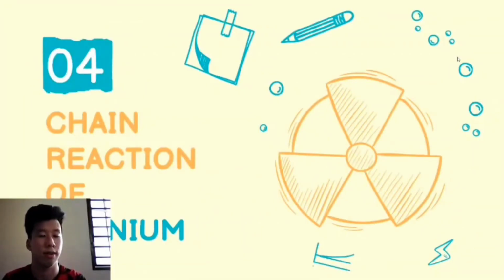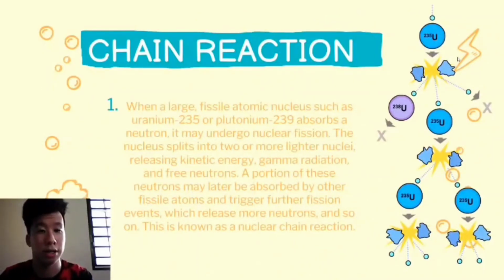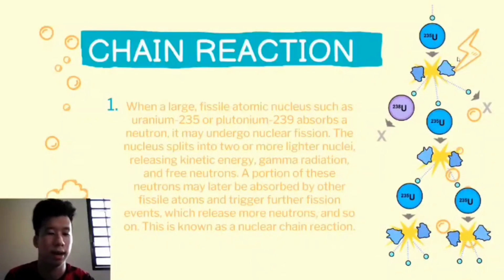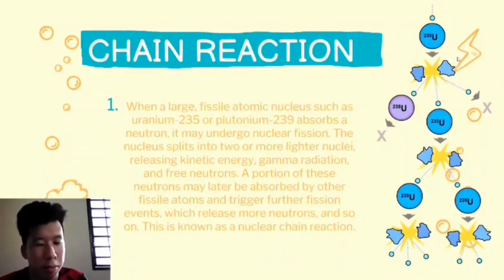Next, the fourth, the chain reaction of uranium. When a large fissile atomic nucleus such as uranium-235 or plutonium-239 absorbs a neutron, it may undergo nuclear fission. The nucleus splits into two or more lighter nuclei, releasing kinetic energy, gamma radiation, and free neutrons. A portion of these neutrons may later be absorbed by other fissile atoms and trigger further fission events, which release more neutrons and so on. This is known as the nuclear chain reaction.